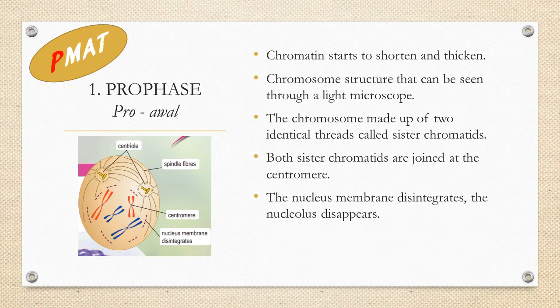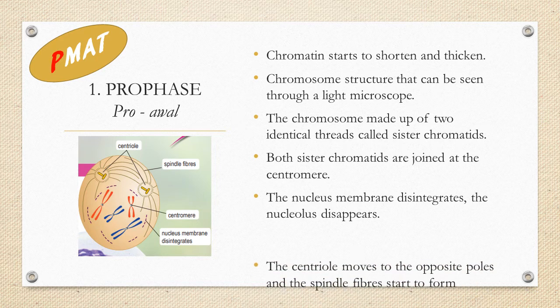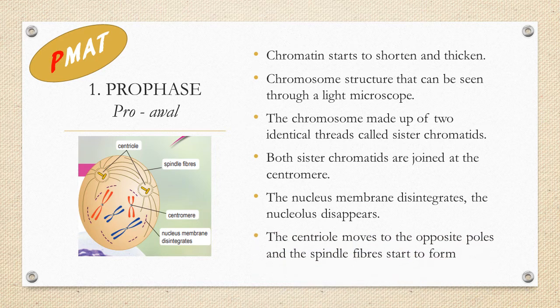The nuclear membrane disintegrates, the nucleolus disappears. So the nucleus disappears to allow the movement of the chromosomes to all parts of the cell. The centrioles move to the opposite poles and the spindle fibers start to form. So you can see the centrioles start to move to each pole.